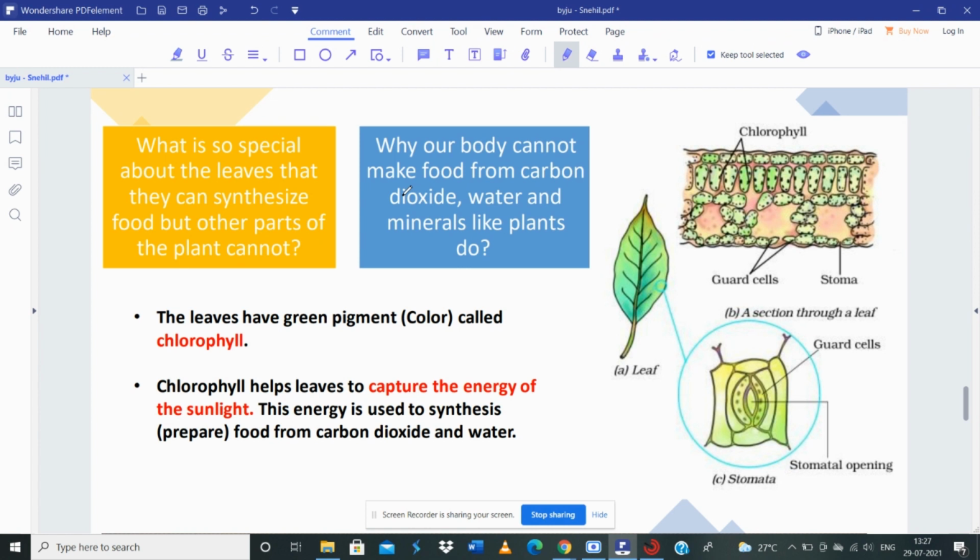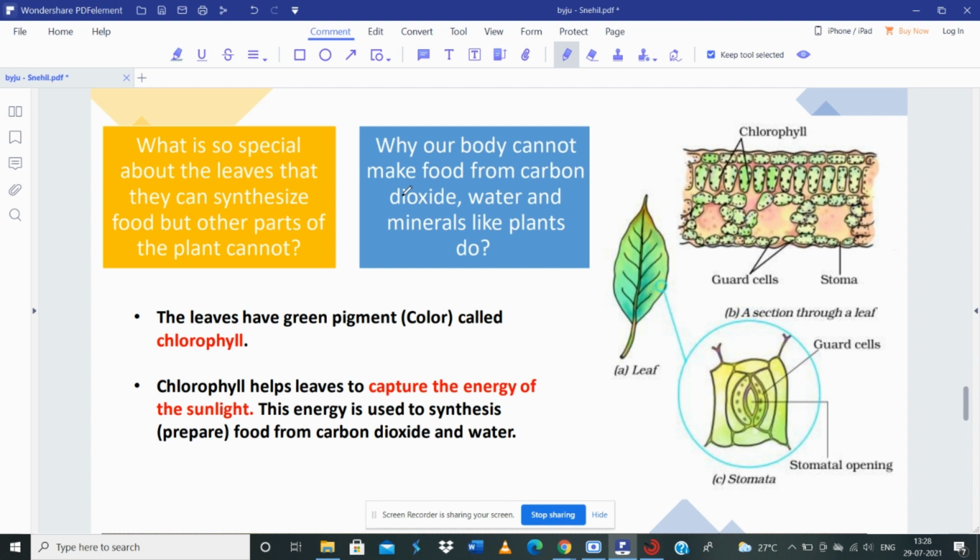Exactly. Leaves contain a green pigment called chlorophyll, and because of the chlorophyll, they can prepare their own food, because chlorophyll helps leaves to capture this energy of the sunlight. But the other parts of the plant which are not green, it means chlorophyll is absent in them, so they cannot capture the energy of the sun. Therefore, they cannot prepare their food.